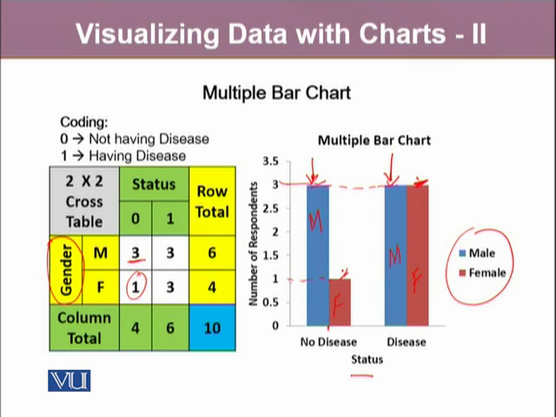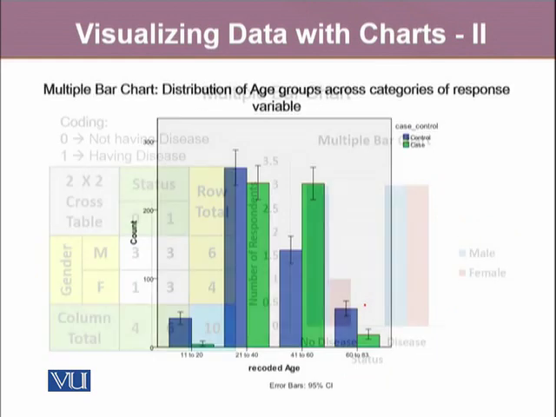So a multiple bar chart can be interpreted within a category on the x-axis and across the categories of the variable on the x-axis. Moreover, these are vertical multiple bar charts. We can also construct horizontal multiple bar charts as well, similar to the case of those simple bar charts.